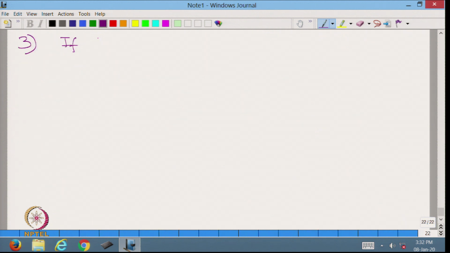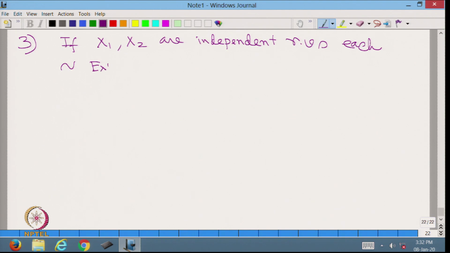Property 3: if x1 and x2 are independent random variables, each distributed as exponential with lambda, what is the PDF of x1 plus x2? So, this is the problem I mentioned some time back. I will do it using convolution.